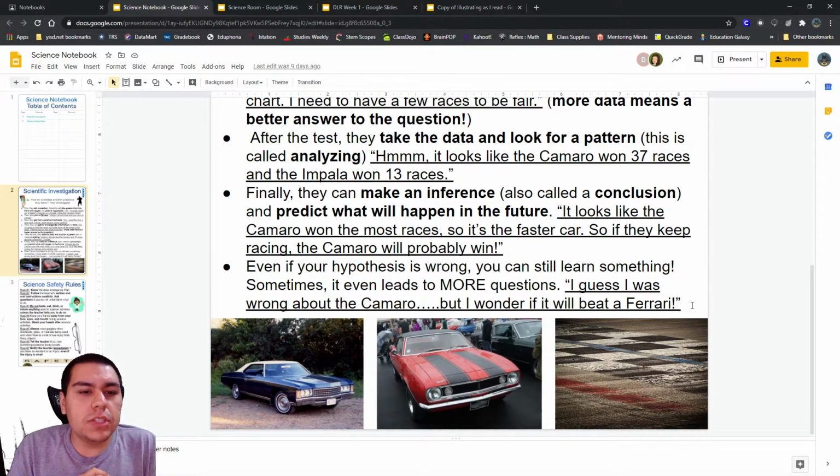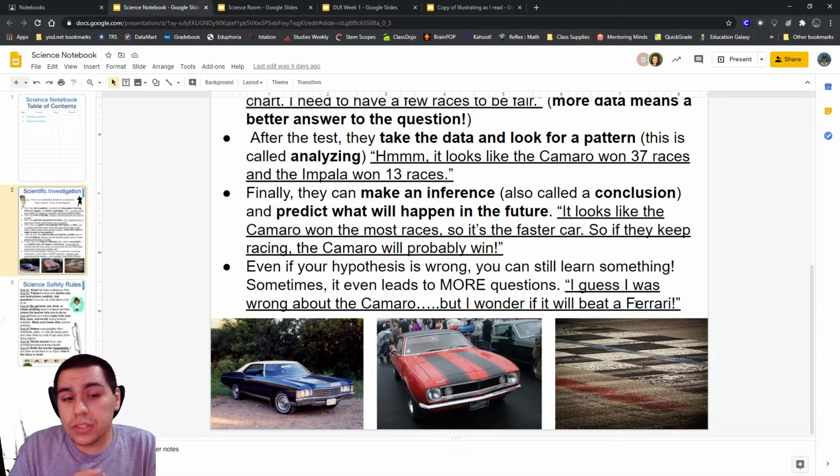Bailey, what would they have to change if they were going to do the experiment again with the Ferrari? The racers? Or the racer? The racers, like the drivers, they don't have to change, but they would have to change the car. Because the same racer could just drive a different car, couldn't they? Yeah. So they could even keep the same drivers and just, instead of driving the Camaro and the Impala, drive a Camaro and then a Ferrari. That way only one thing changed.